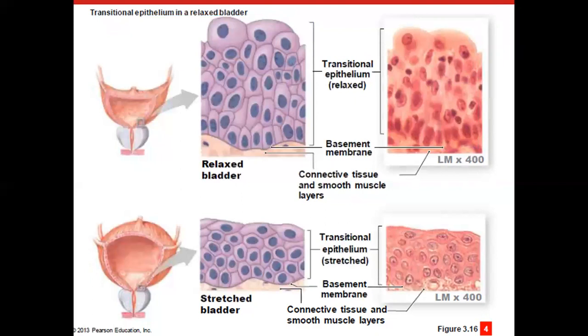And its job is to stretch and recoil, right? So the function of this tissue is to stretch over and over and over again, and its ability to do that is required by those two structures. And you can find them only in the ureter and the urinary bladder.